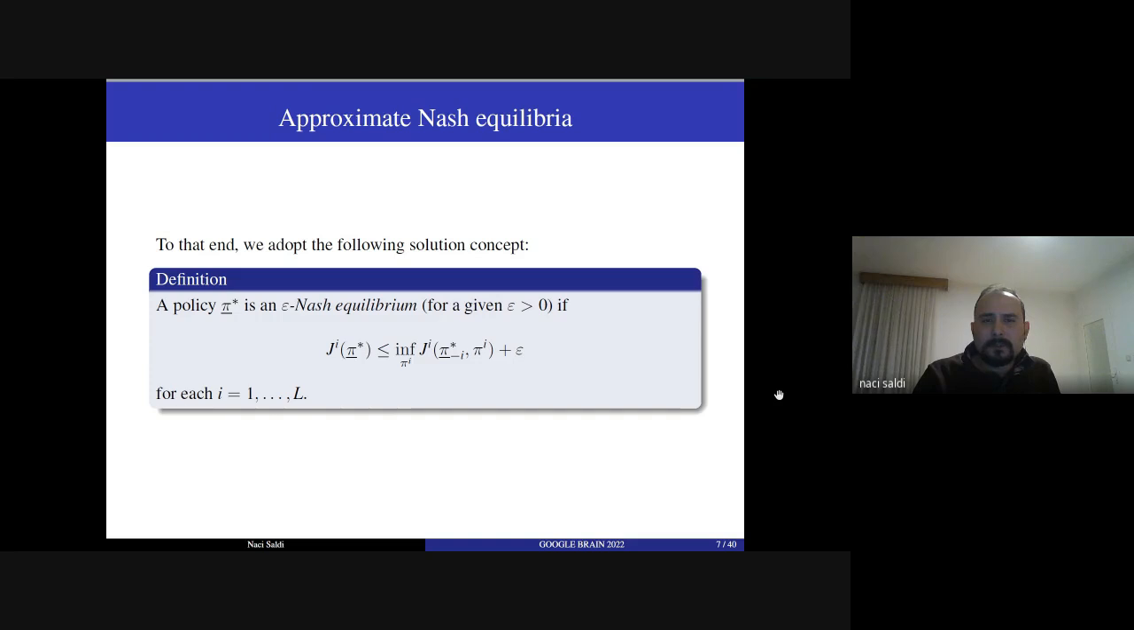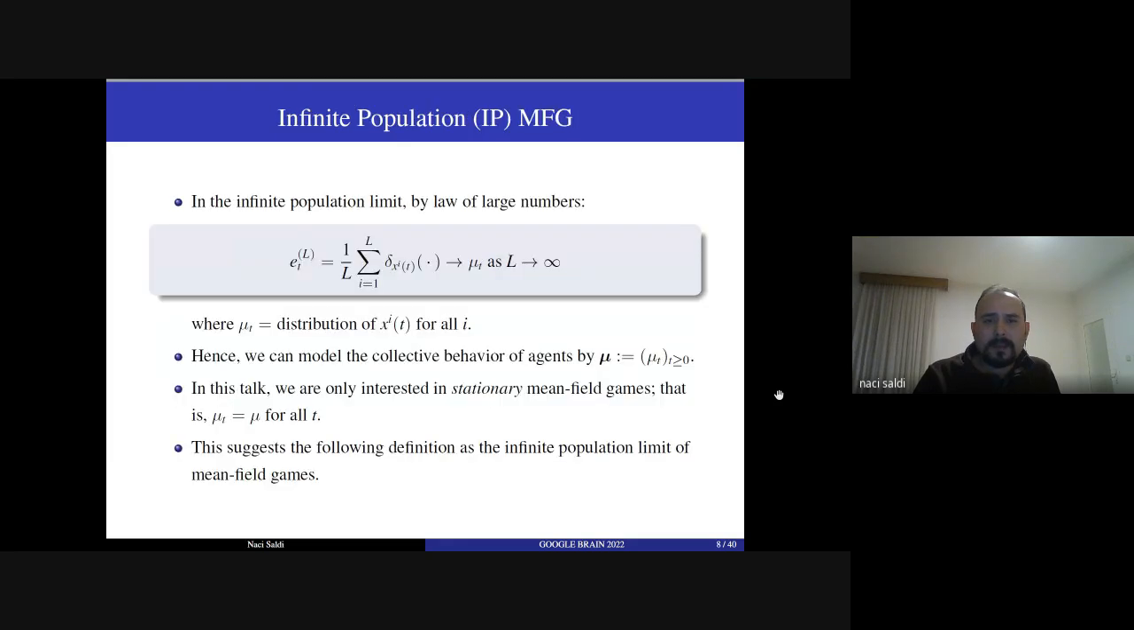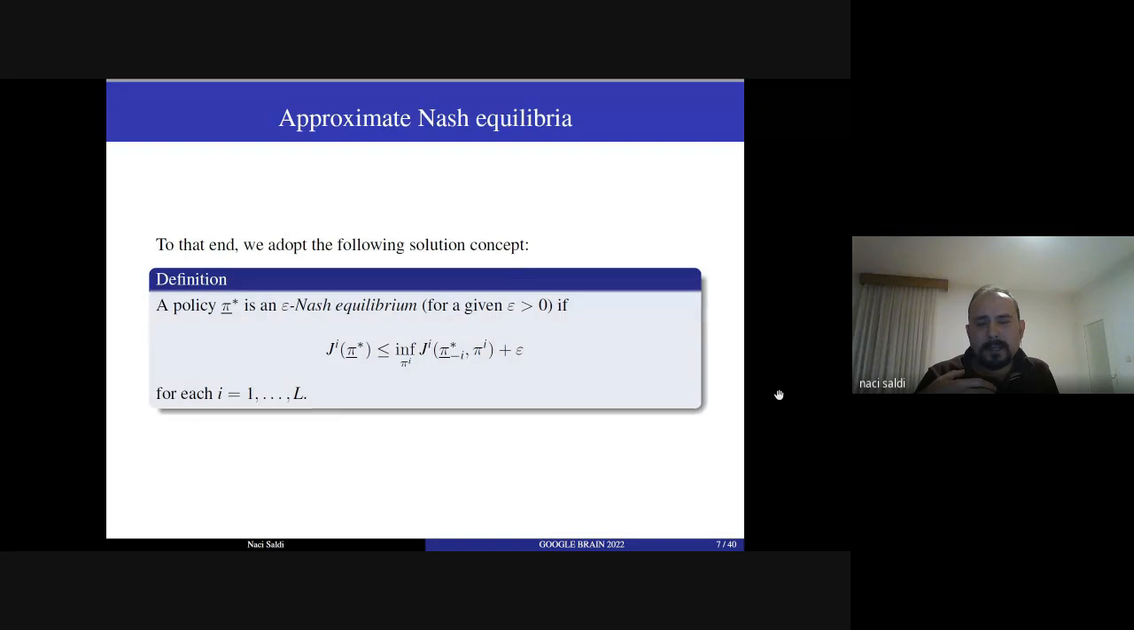So this is the definition of approximate Nash equilibria. And what we want to do, by going to the infinite population limit, is decouple agents from each other and obtain a classical Markov decision process and solve this problem. Then we go back to the original finite agent setting and prove that the equilibrium policy, or the optimal policy, in the infinite population limit is indeed an epsilon Nash equilibrium if we have a sufficiently large number of agents. So this is the main idea in mean field games.